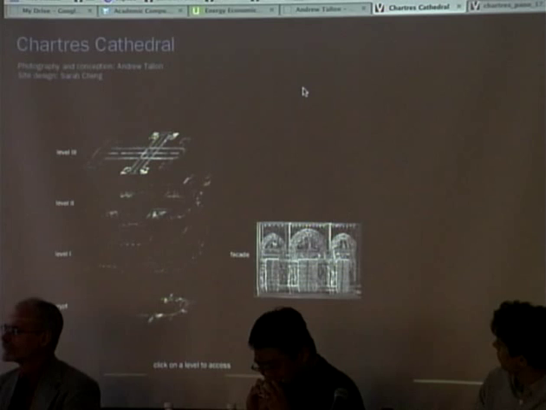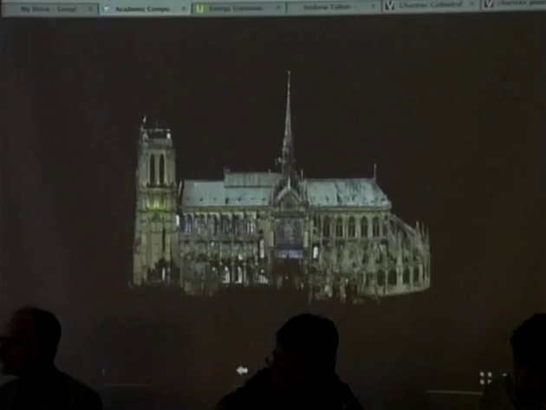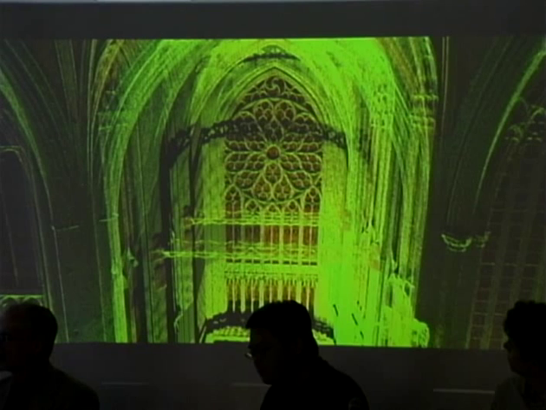Instead of like the MOOC and the online learning, it is more to supplement and enhance what is being taught in the classroom. And at the moment, I am working on laser scan images. And this is of the Notre Dame Cathedral. This is the end product, but we were using laser scans that, when constructed correctly on the computer, would allow for accurate measurements down to the millimeter scale.